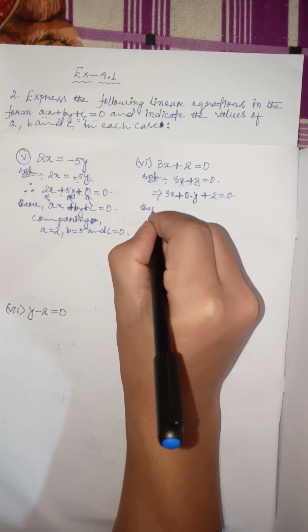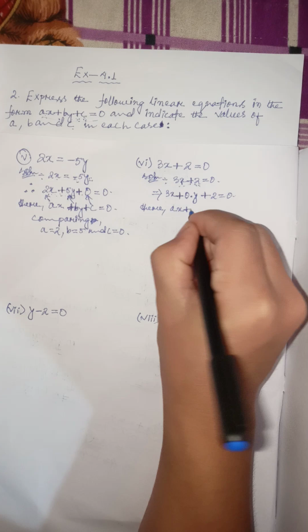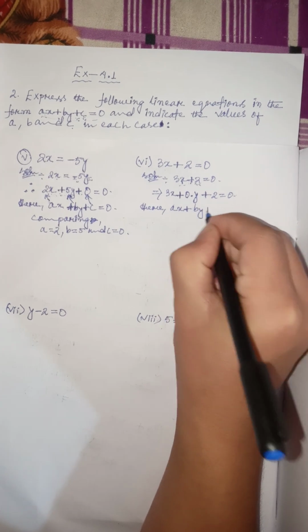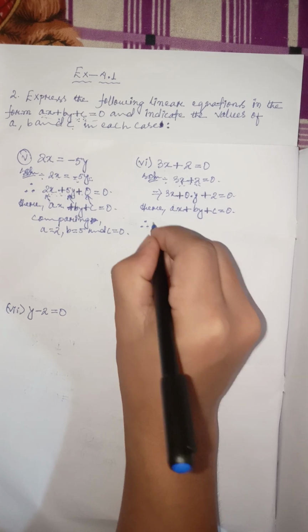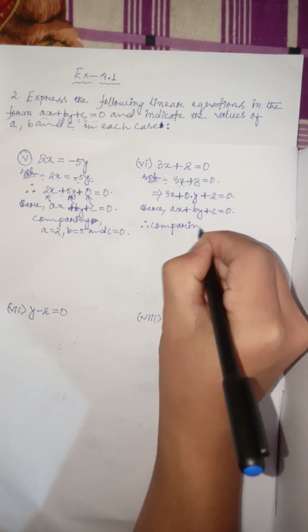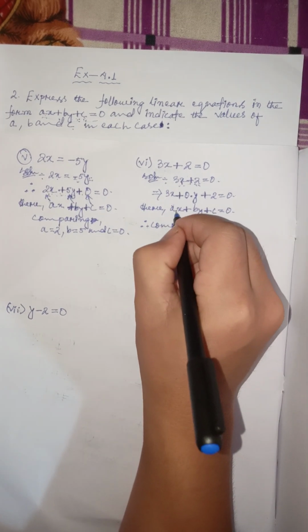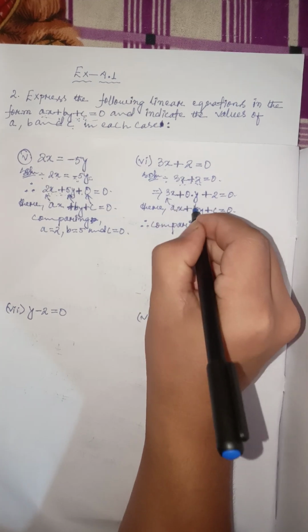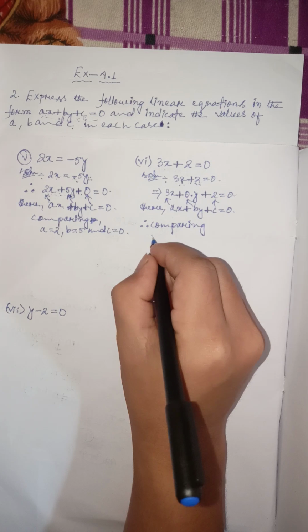Then what is the general equation? It is ax + by + c = 0. Now we have to compare it. Comparing. The first, let us check it. A is equal to 3 and b is equal to 0 (the coefficient of y) and c is equal to 2. Alright.